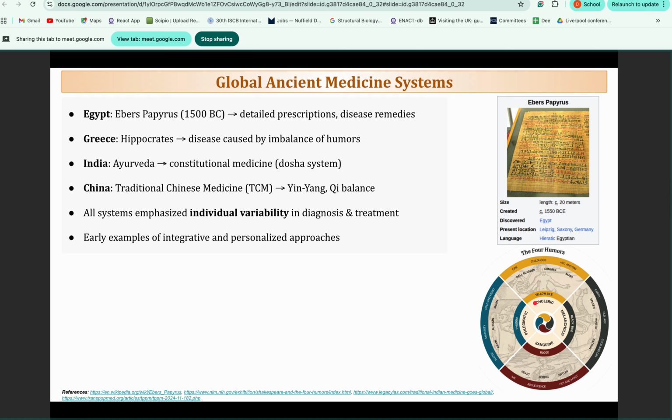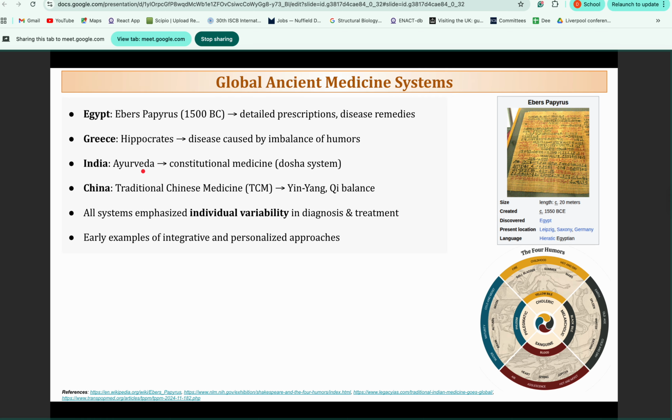So he said that the body of a person is made up of these four humors, these four liquids. These liquids are yellow bile, black bile, blood, and phlegm. These are the constituents present in each individual, and they are balanced. If their balance is disturbed, then a person shows disease. So this was the theory which existed in primitive Greece.